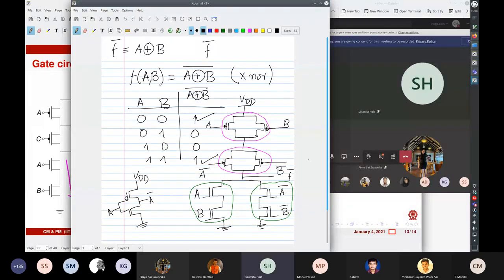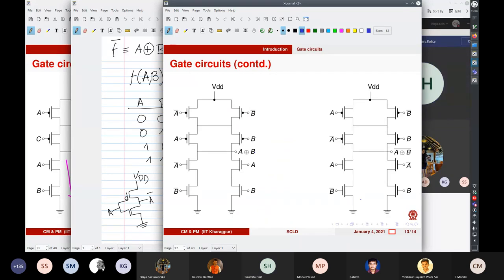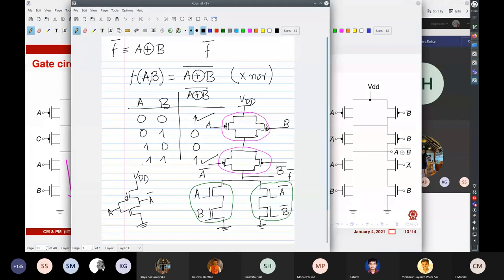Okay. All right. Yes, sir. So that is the XOR gate.